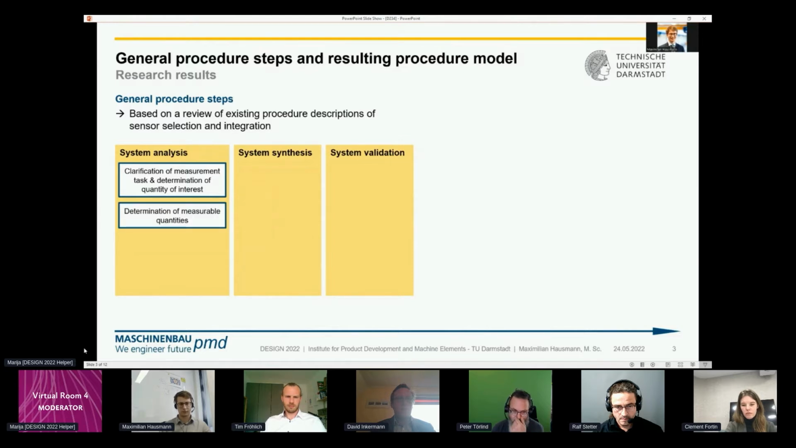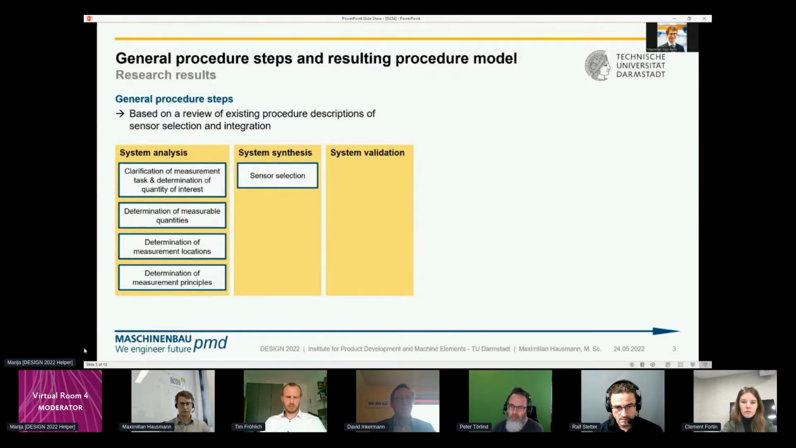It is also necessary to determine at which location the measurement is to be carried out and which measurement principle is to be used. In a system synthesis, suitable sensors are then selected and integrated into the technical system. This also includes, for example, the determination of the energy supply and signal transmission. Finally, the developed and integrated sensor must be validated. In line with general product development, regular verifications can be carried out in parallel to the analysis and synthesis in order to monitor the degree of fulfillment of the requirement set.